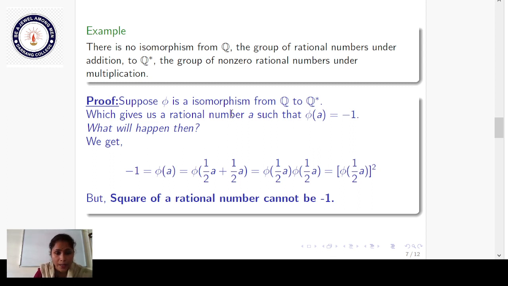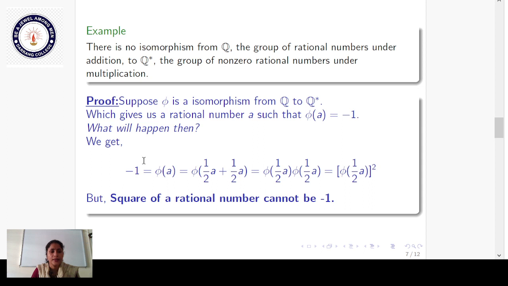So what will happen then? Suppose we have considered one isomorphism phi from Q to Q star. Then phi is a 1-1 onto homomorphism from Q to Q star. Since it is an onto function, for every element in Q star there will be an element in Q. So consider the element -1 in Q star. Since it is onto, there should be a rational number A in Q so that phi(A) is -1. What will happen then?